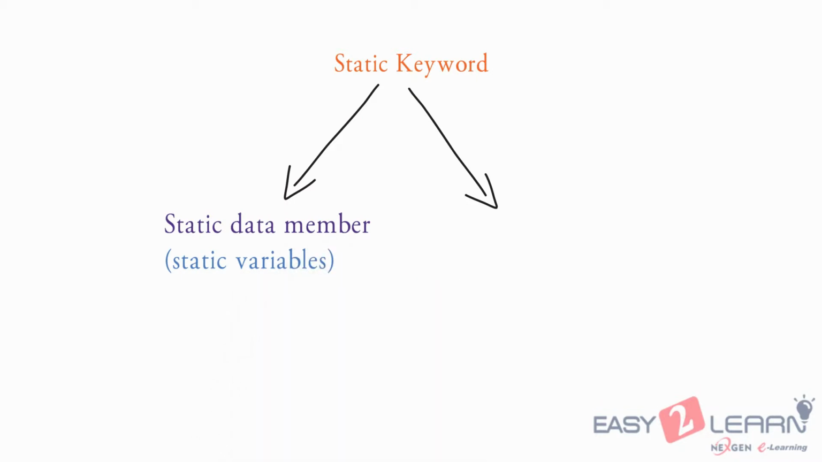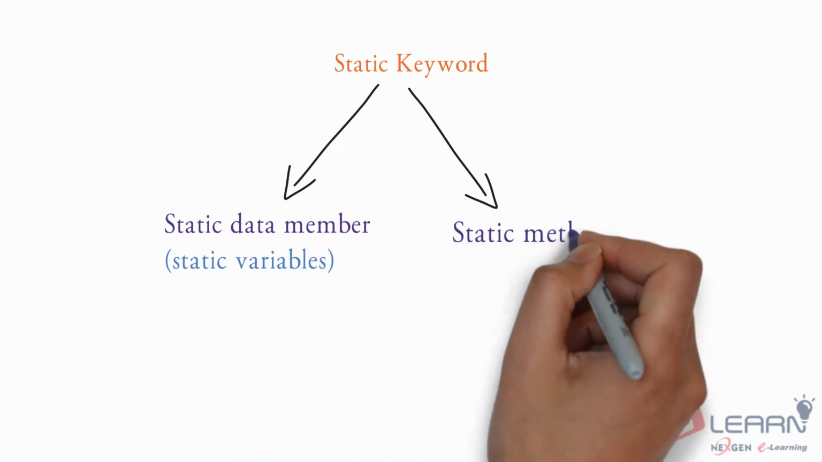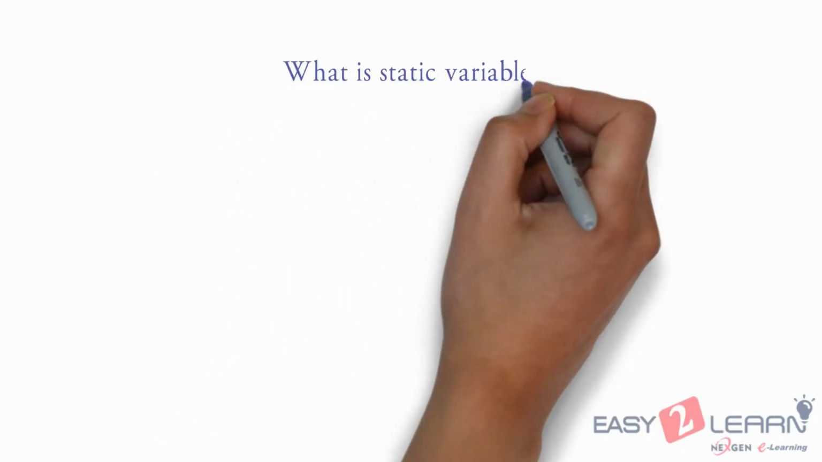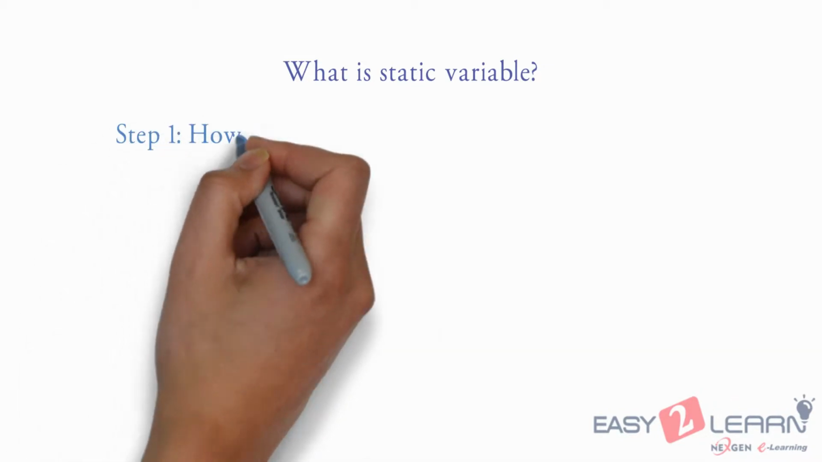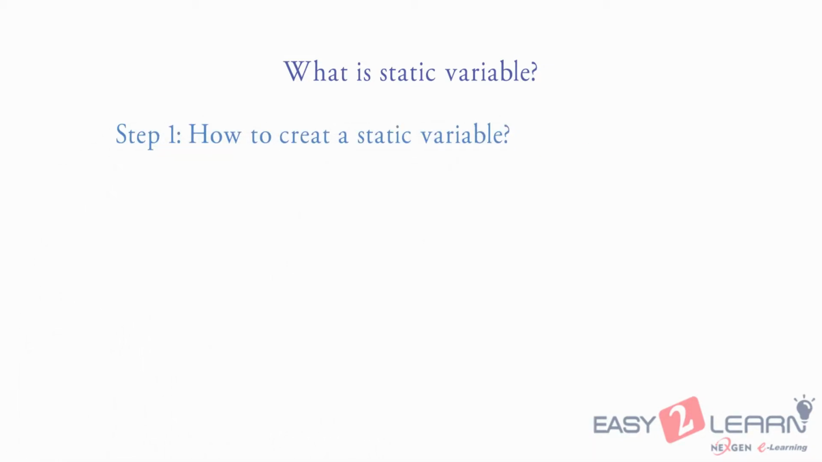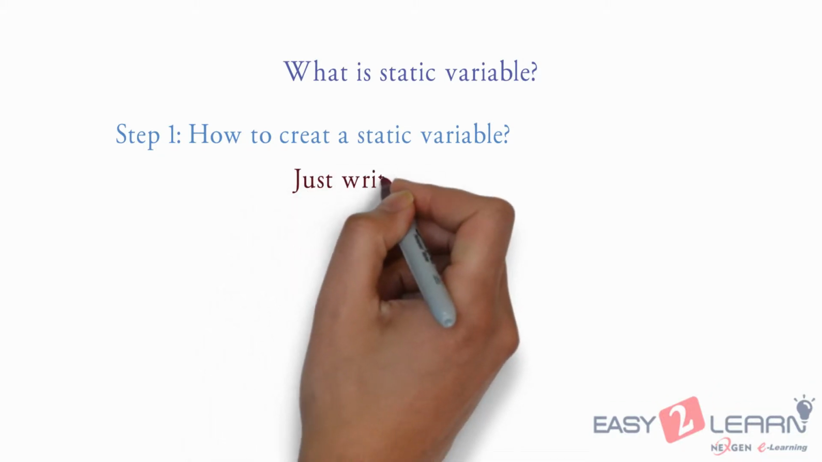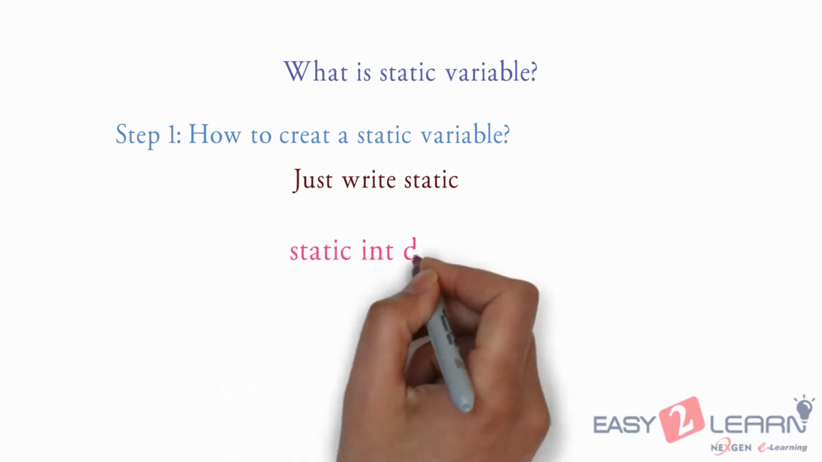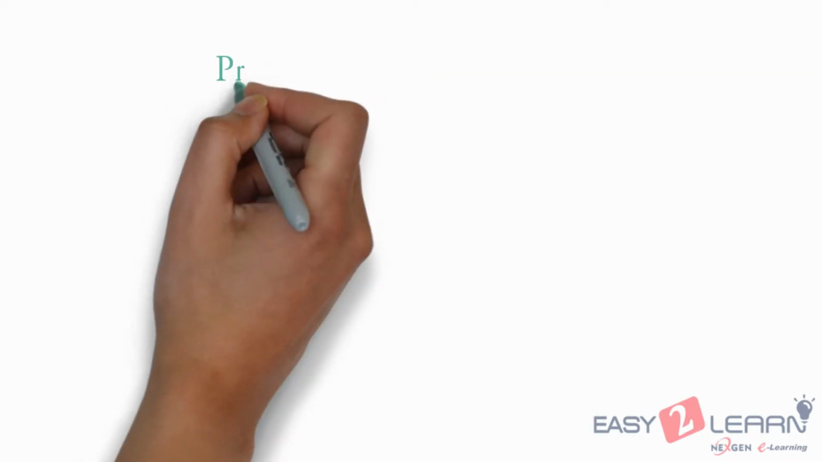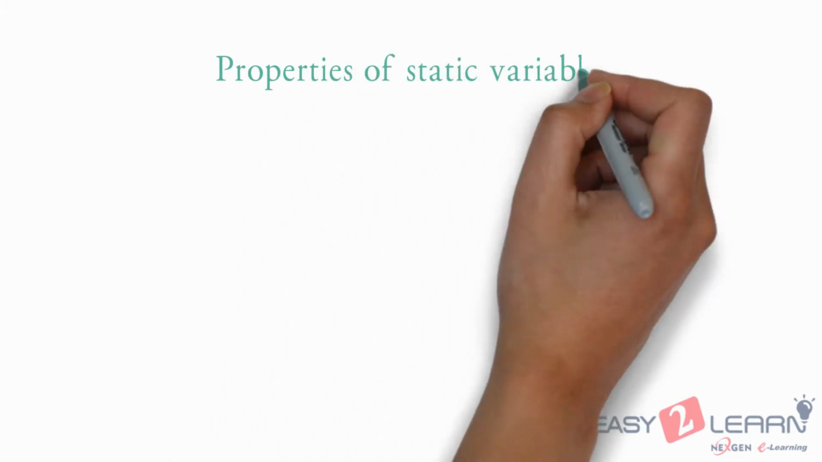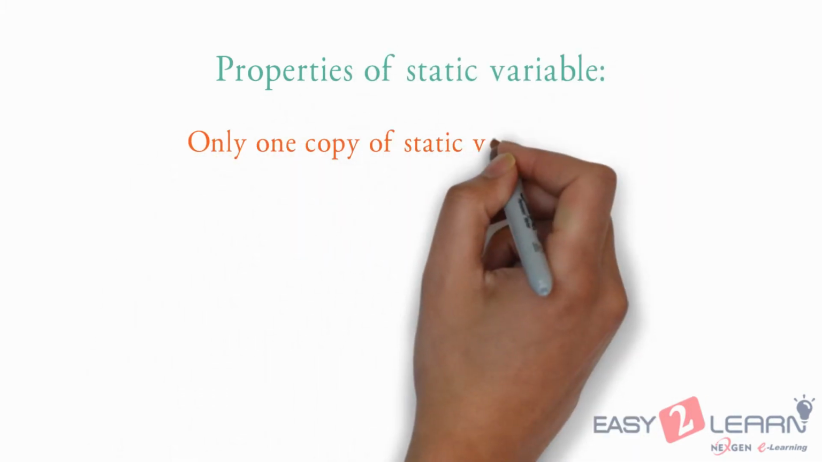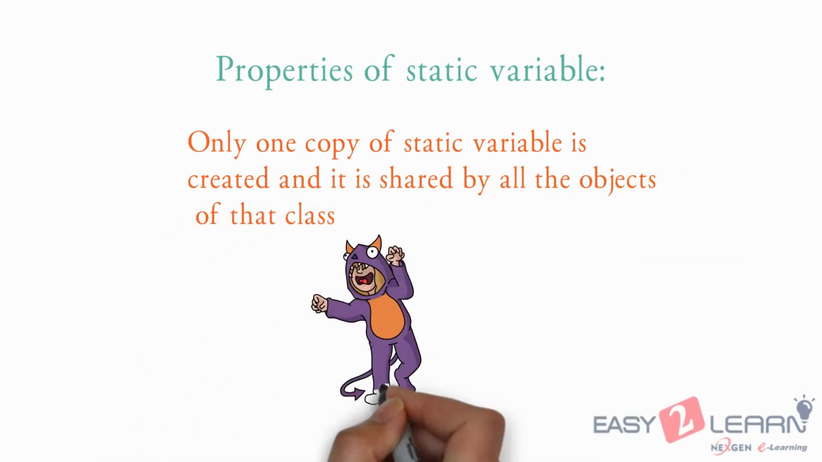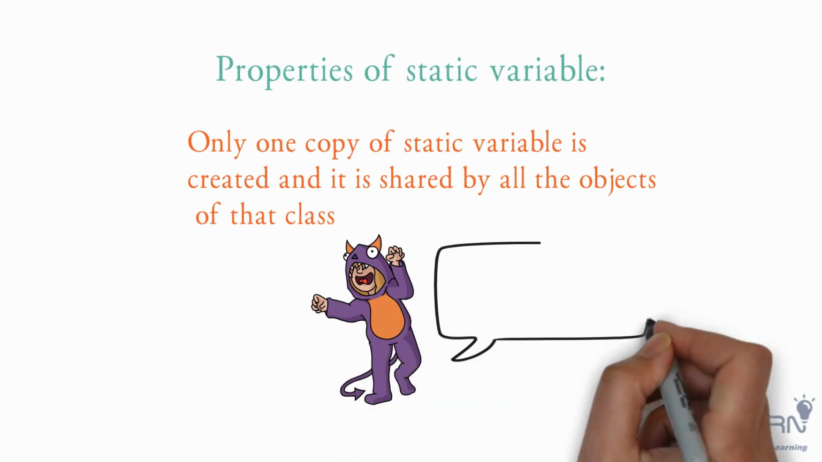Let us discuss how static keyword is used for variables as well as for methods. What is a static variable? In step 1, let us see how to create a static variable. We need to write static integer data. So data is a static variable now. Let us look at the properties of a static variable. Only one copy of a static variable is created and it is shared by all the objects of that class.